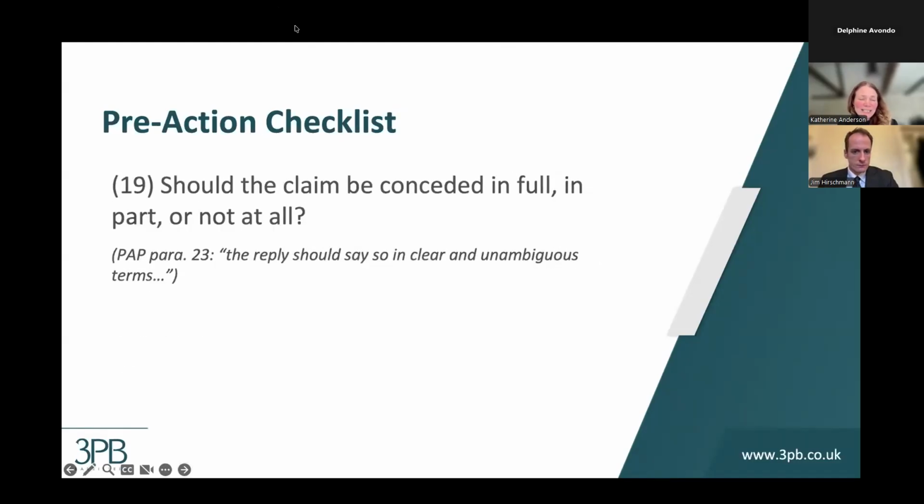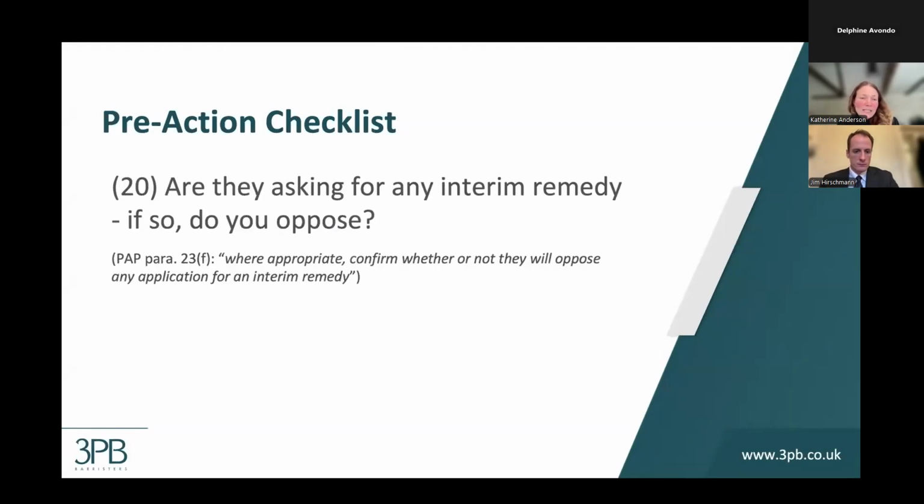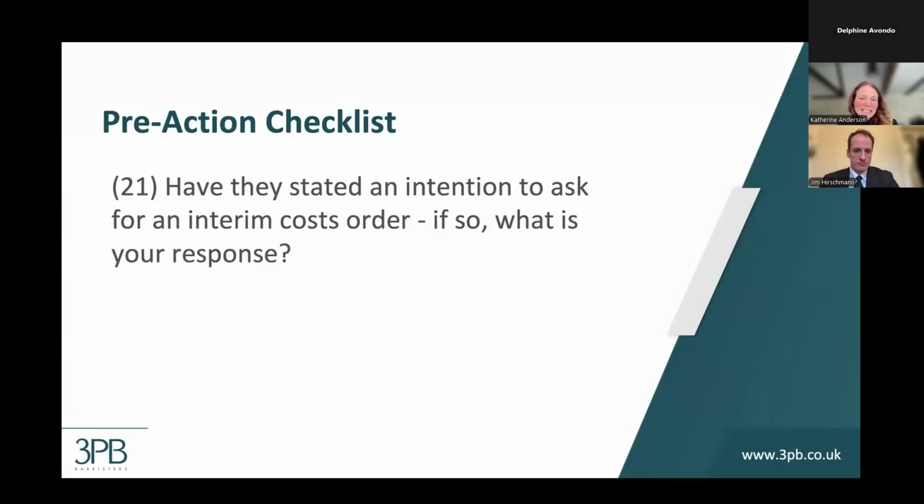Next part of your checklist, should the claim be conceded in full or in part or not at all? The pre-action protocol says that the reply should say so in clear and unambiguous terms. So you can't sit on the fence, you're going to have to make a decision as to what your formal response is going to be. Another point, are they asking for any interim remedy? And if so, do you oppose it? Jim will be talking a little bit more about that. Have they stated an intention to ask for an interim protective costs order? Again, what's your response? That's something that Jim will be talking about a little bit more as well.